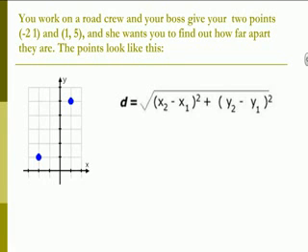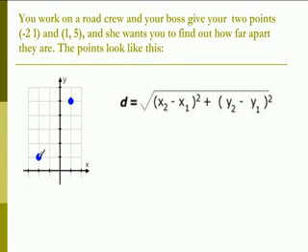Alright, now we're going to move on to the distance formula. Now in this distance formula, it says you work on a road crew and your boss gives you 2 points, -2, 1, and 1, 5. And she wants you to find out how far apart they are. The points look like this.